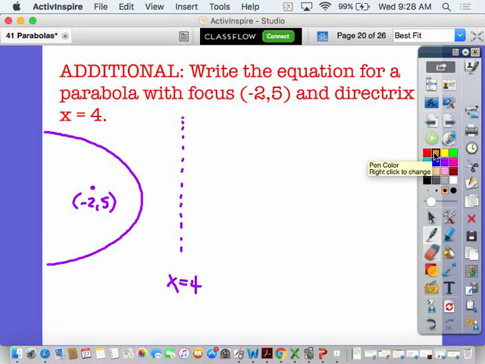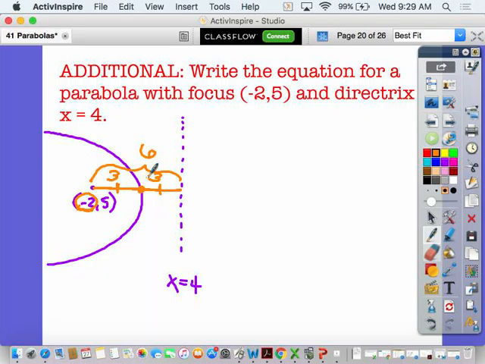You can find your vertex by looking at the focus, (-2, 5), and then looking at your directrix, which is x equals 4. Since we're looking at the x points, you find the distance between -2 and 4, which is 6. And since your vertex has to be equally distant from the directrix and focus, you divide it in half, which gives you 3 on both sides. Does everybody understand that? Yes. You are looking at your x values here, 6 away from each other, so that's 3 and 3 from the vertex.